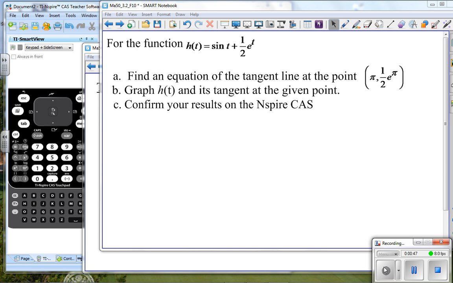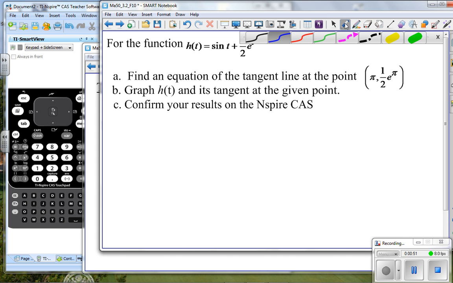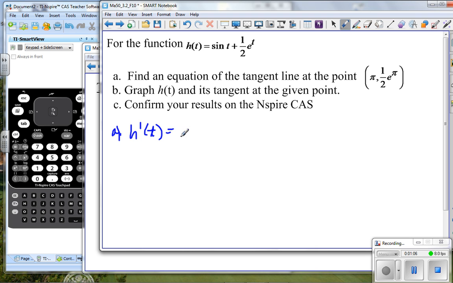This one is going to be practicing some of the same things we have been. First of all, for part A, we're going to find an equation of the tangent line at a specific point. So let's begin that piece of it. We're going to have to find the derivative of h with respect to t by finding the derivative of sine t. Remember, we just have looked at that.